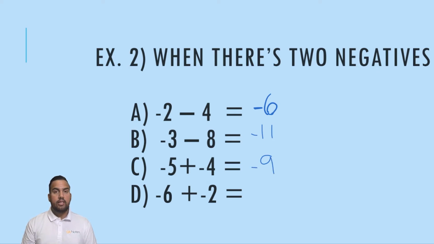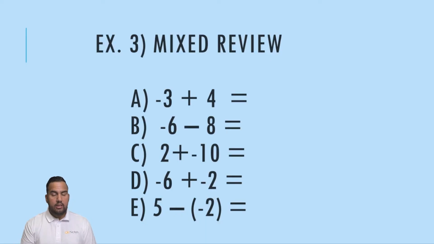Last one, -6 plus -2. Don't fall for it. 2 negatives you add. 6 plus 2 is 8. Keep the sign of the bigger one, which is 6. So it's -8. And that's your final answer. Okay? So remember, 1 negative you subtract, 2 negatives you add, and then keep the sign of the bigger number. Now on the next slide, this is going to be for you to practice.